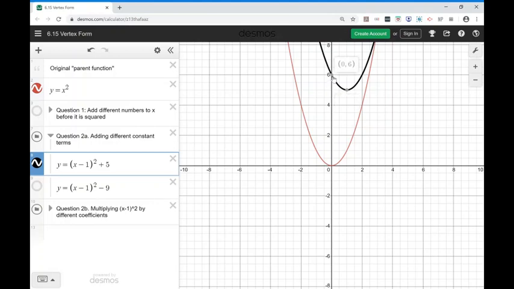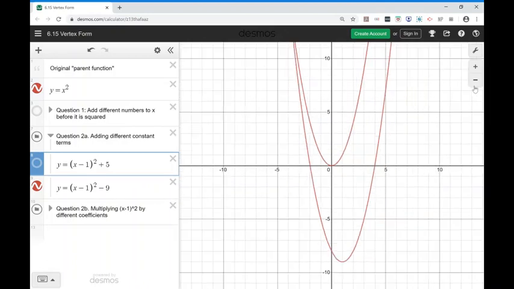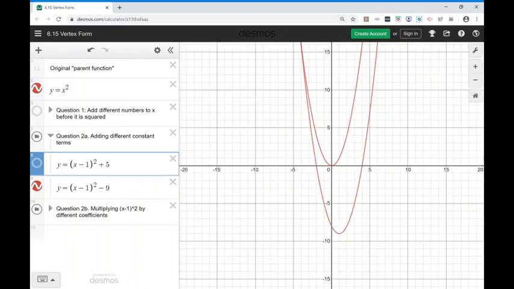What if we subtract 9 instead? Now this time we see that it shifted down, and in particular the vertex is 1, -9. So the x coordinate is 1 and the y coordinate is -9 for that vertex.